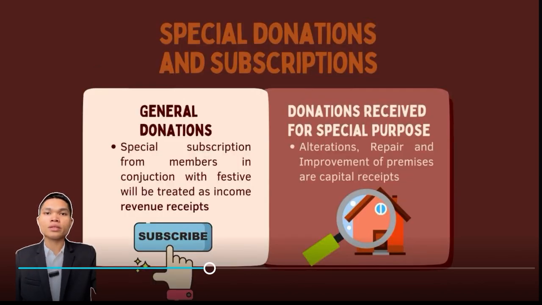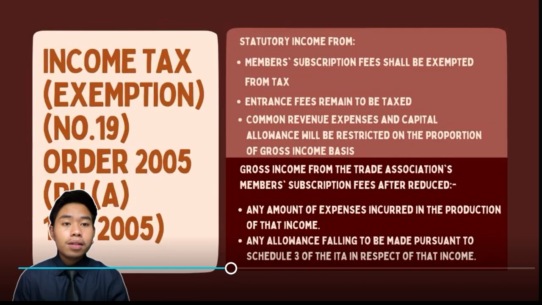Special donations and subscriptions are treated differently depending on their purpose. General donations are considered revenue receipts, such as special subscriptions collected from members during festive occasions. Donations for a special purpose, contributed for alteration, repair, or improvement to the premises, are classified as capital receipts.